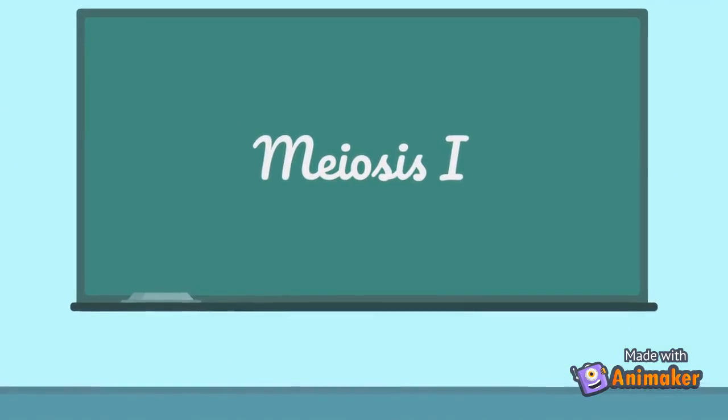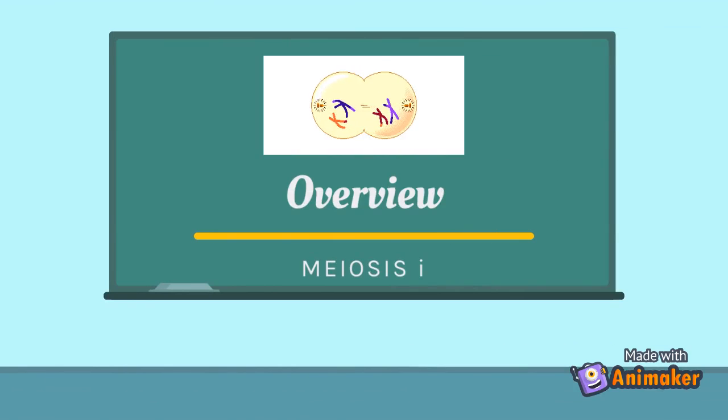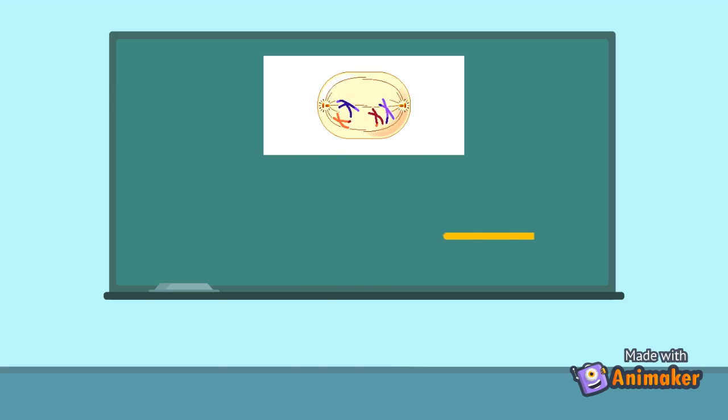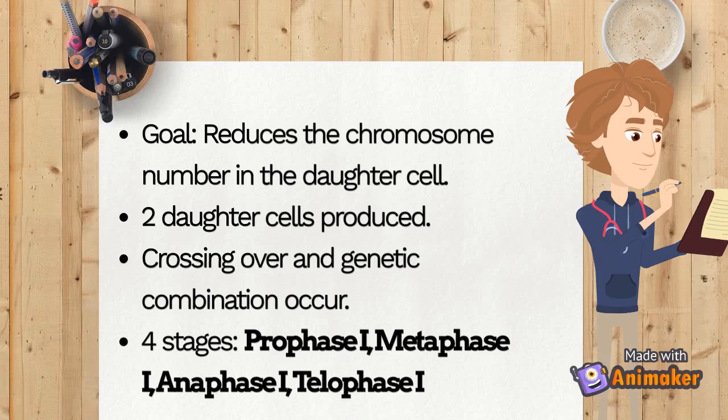I'm Yasmin. I will present meiosis 1. Before we go through the 4 stages in meiosis 1, I will tell a little bit about the overview for meiosis 1. For meiosis 1, the goal is to reduce the chromosome number in the daughter cell. At the end of meiosis 1, 2 daughter cells are produced. In meiosis 1, crossing over and genetic recombination occur. Then, there are 4 stages in meiosis 1: prophase 1, metaphase 1, anaphase 1, and telophase 1.